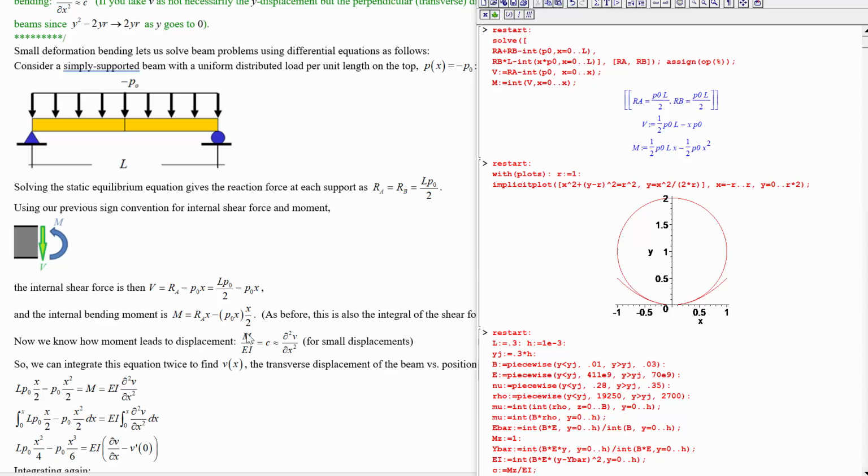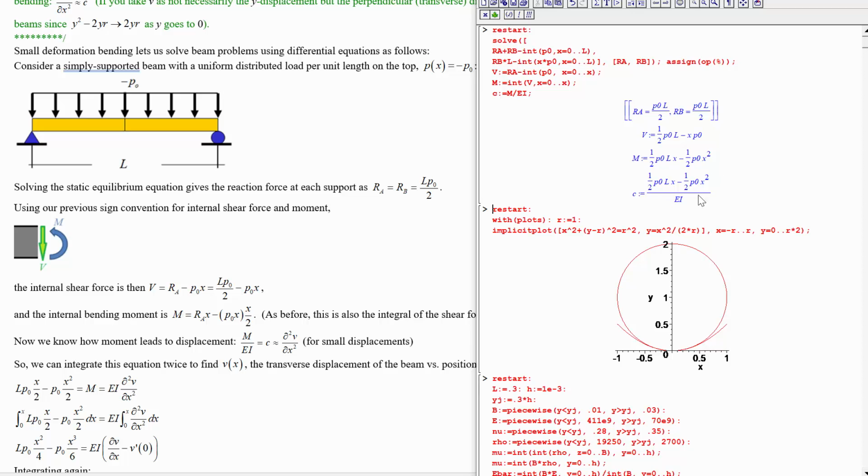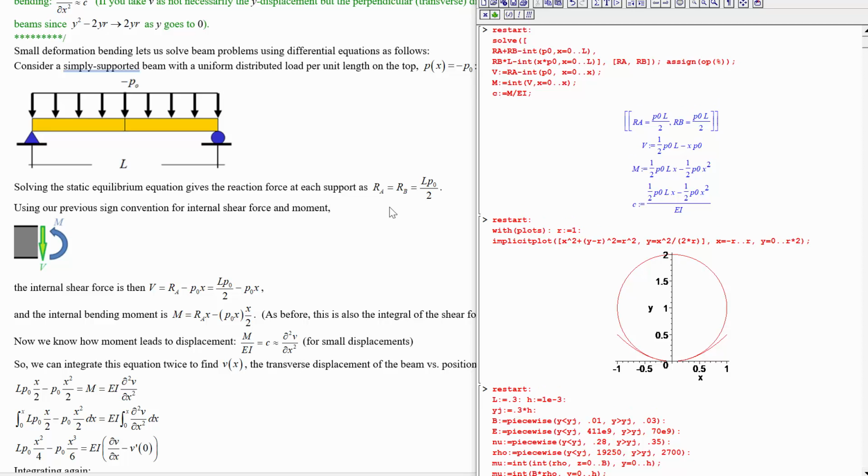Now, the moment divided by EI is supposed to be equal to the curvature. So first, let's figure out what EI is for this beam. Oh, you know what? I guess we don't know anything about the beam's cross-section in this example, so let's just leave it as EI. So we'll say C is equal to M over EI. Fair enough. So there's that. All right, great. Now, the displacement has to be the integral of this twice. So we'll say V is equal to the integral of C with respect to x.